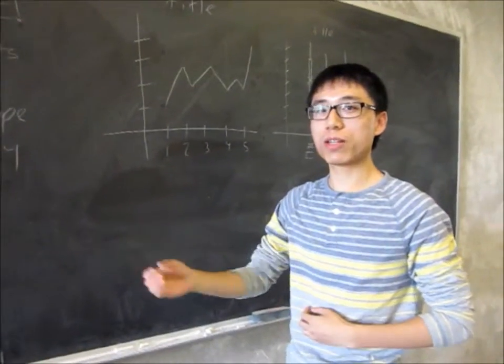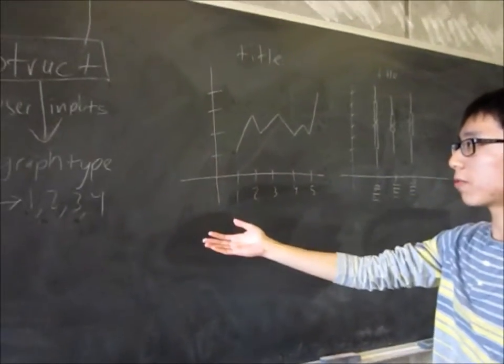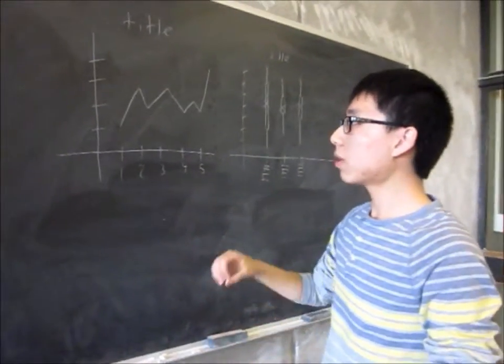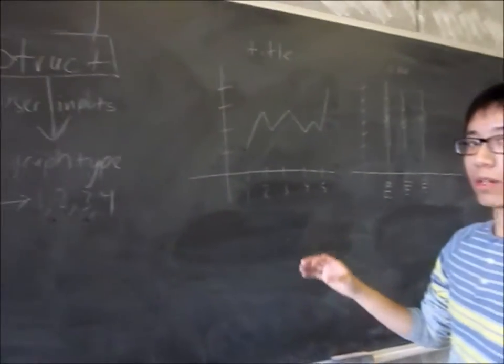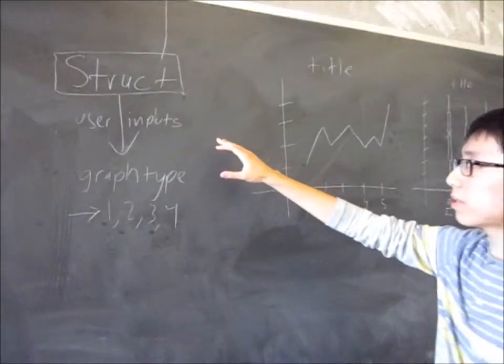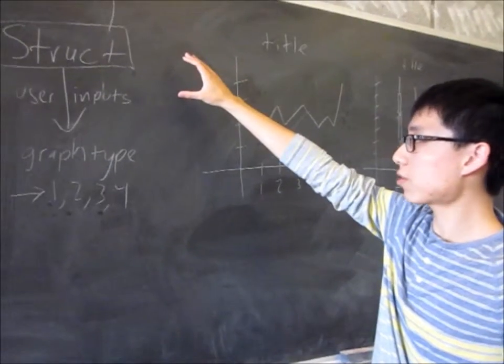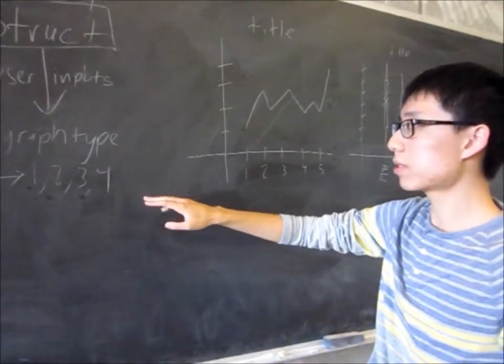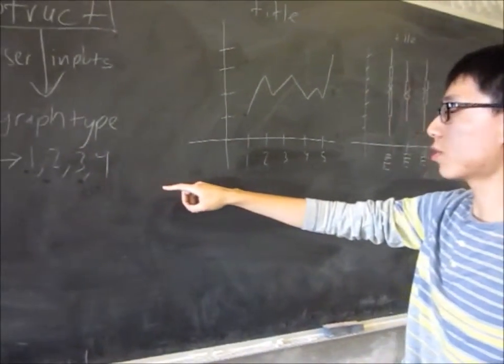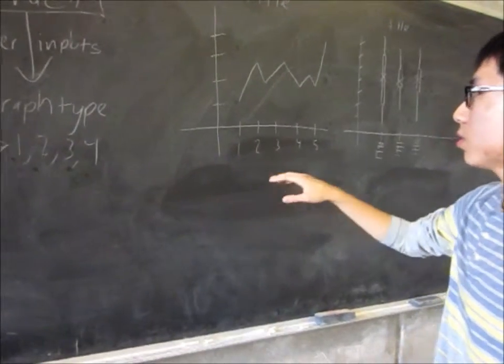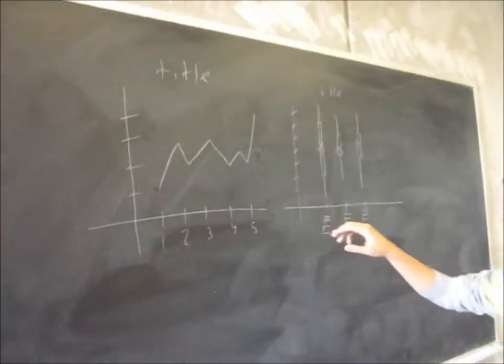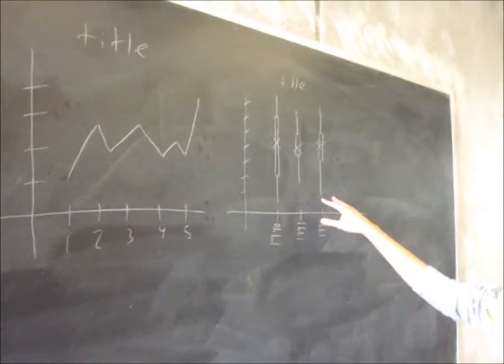Hello, I'm John Chen, and I'll be explaining the graphing part of our GUI. At the beginning of the GUI, there are a bunch of user inputs that are put in. We're going to use those inputs to index the correct structures, and then we're going to create 4 different types of graphs, graph 1 to 4, depending on which one the user chose. The first 2 are line graphs, and the last 2 are box plots.